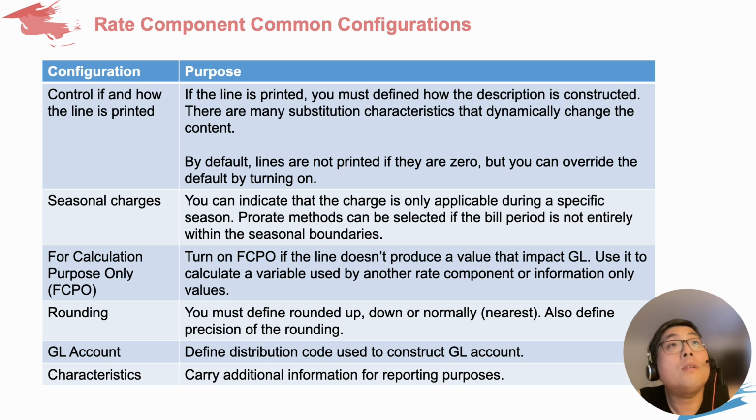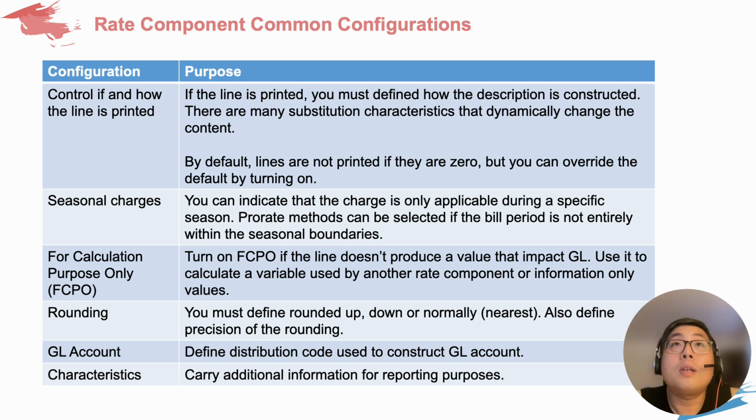Okay, so the first thing is it controls if and how the line is printed. Now, not every rate component means a line generated in the bill. There are calculations in between, which is just a calculation for a kind of temporary variable to be held, or it's used for informational purposes only. It doesn't have to go onto the bill. So for those you don't have to tick the box saying it is to be printed.